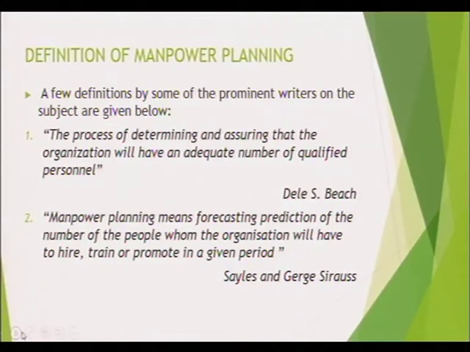That's the essence of manpower planning. Now, Beach and Siros define what manpower planning, or human resources planning, is. They say that it's a process of determining and assuring that the organization has the adequate number of qualified personnel. It is also the forecasting or prediction of the number of people whom the organization will have to hire, train, or promote in a given period of time.